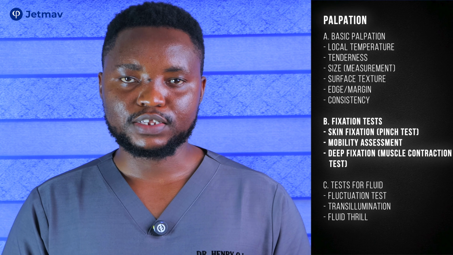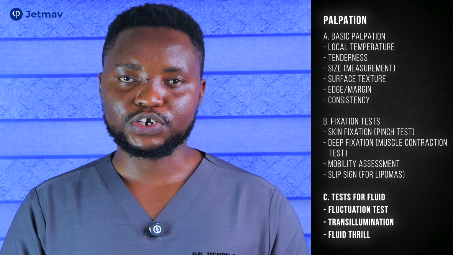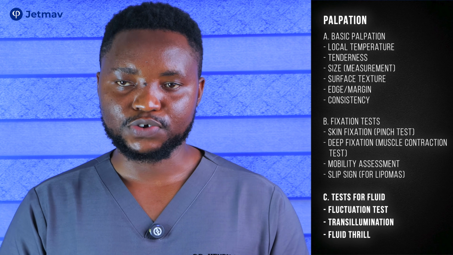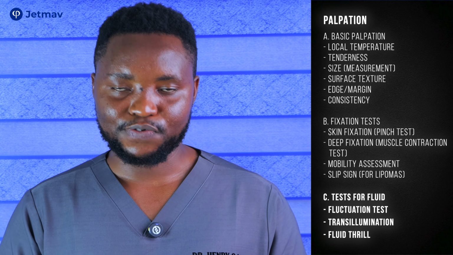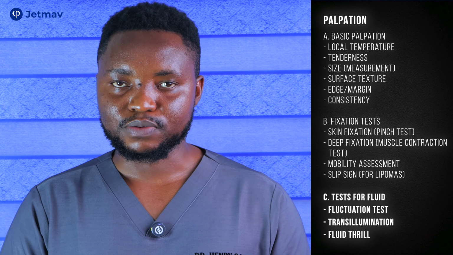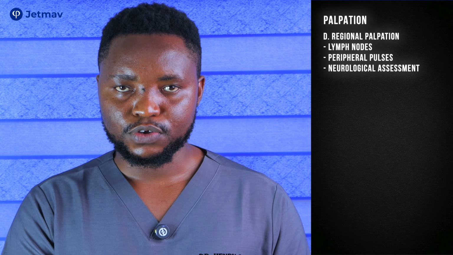When we are done with the fixation test, we're also going to check what we call the fluctuation test to see if there is fluid in the mass. Then we're also going to do what we call transillumination. Now, if the mass is large enough, like in the abdomen, you can do the fluid thrill for the fluid tests. So when you're done with all this palpation, you're also going to check the lymph nodes which drain the mass.